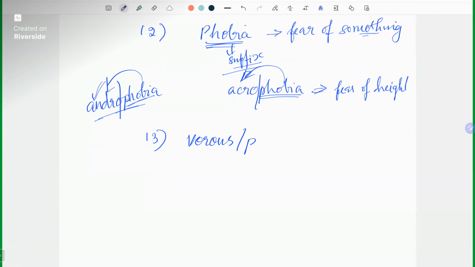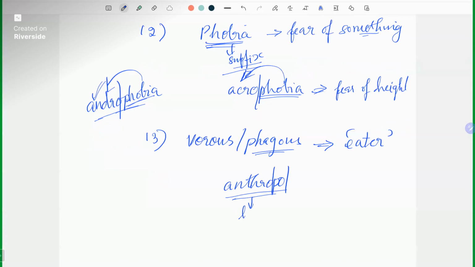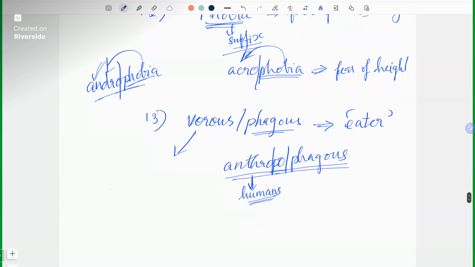Whereas phagus, the meaning is basically eater. Carnivorous, herbivorous, which is very simple. Even phagus is used like anthropo, the word anthro to mean humans. It is also a root word which refers to humans. Someone who eats human flesh. And vorous will be used as a suffix: herbivorous, carnivorous, omnivorous.